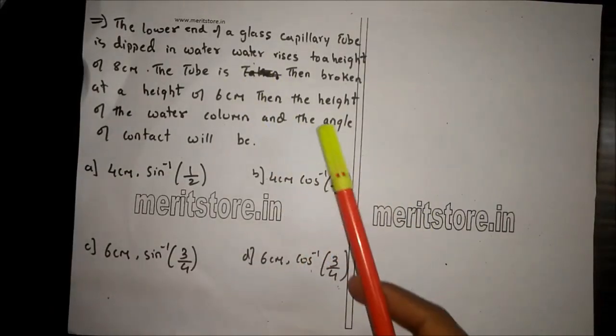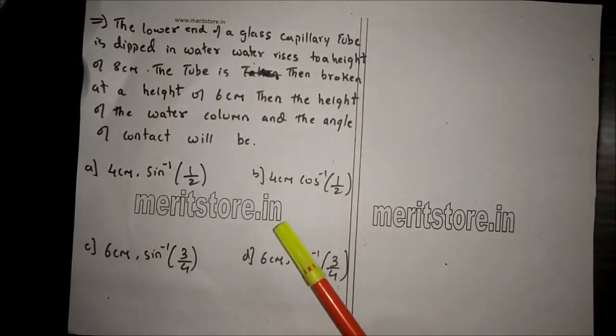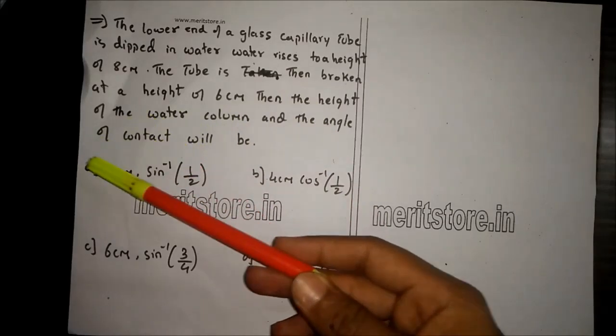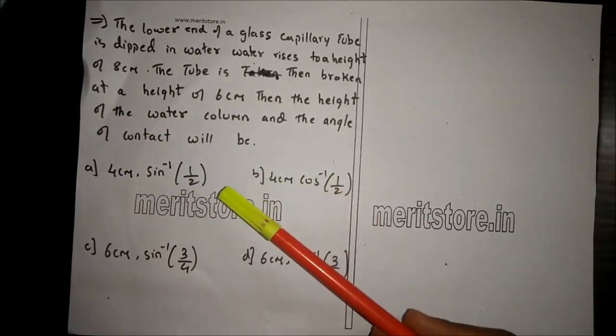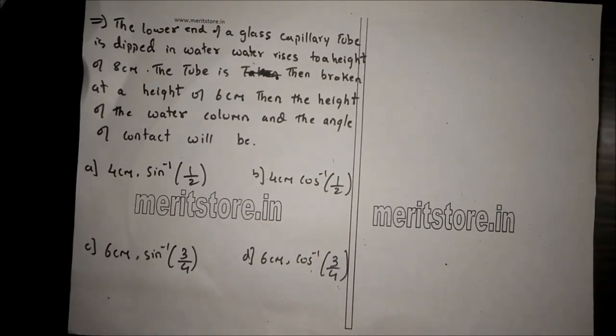The lower end of a glass capillary tube is dipped in water. Water rises to a height of 8 centimeter. The tube is then broken at the height of 6 centimeter. Then the height of the water column and the angle of contact will be, here are the options.